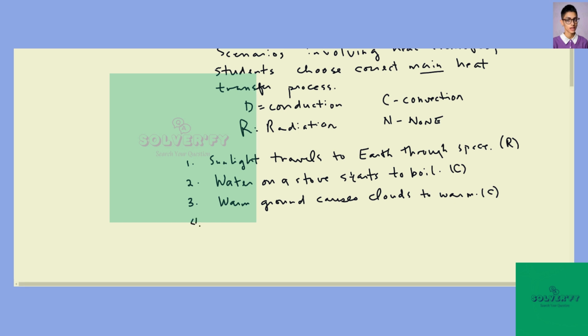Here's one that probably comes from their reading, but the iron handle, we could even make that more clear, of a pan on the stove is too hot to touch. Would be an example of conduction.